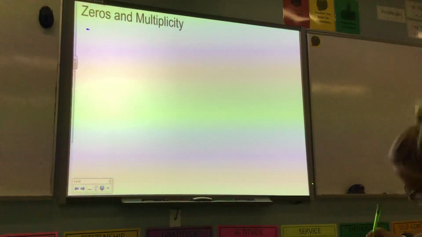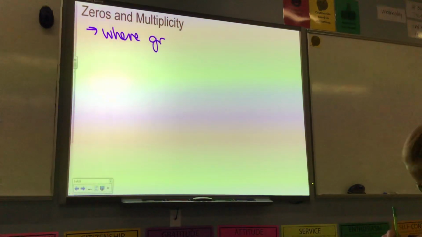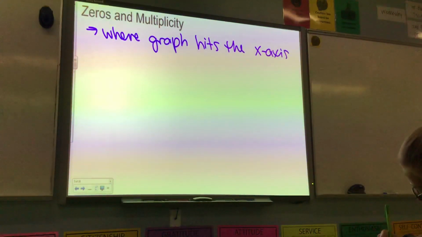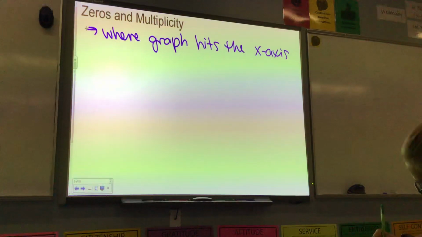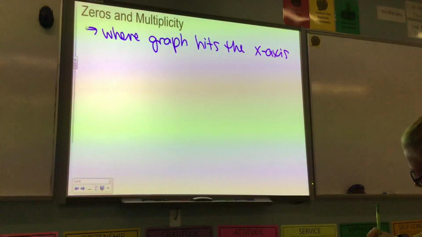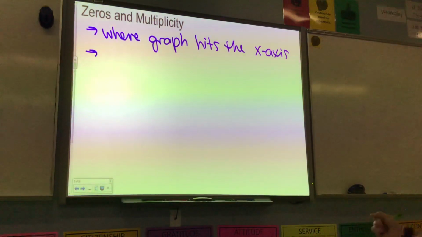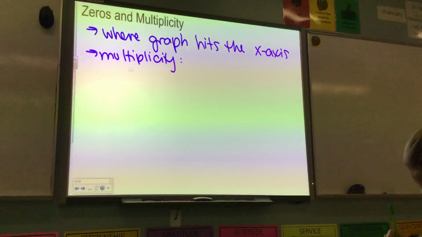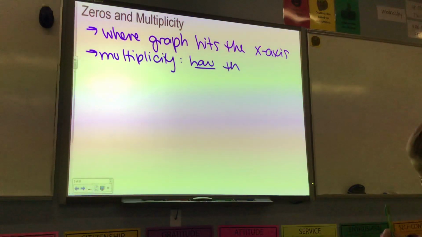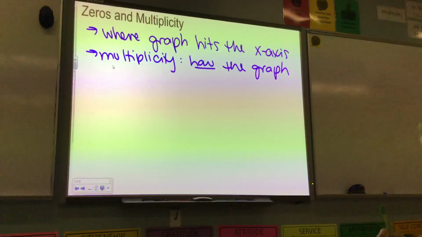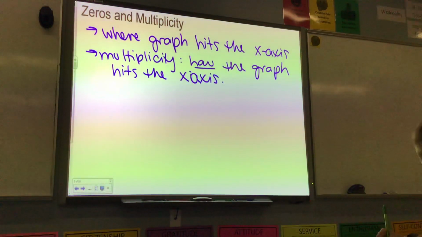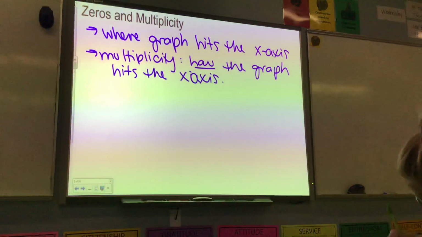Okay, for your zeros, this is where the graph hits the x-axis, as you already know. These are zeros, intercepts, roots, whatever you want to call them. What multiplicity does, it tells you how the graph hits the x-axis. What is multiplicity again?